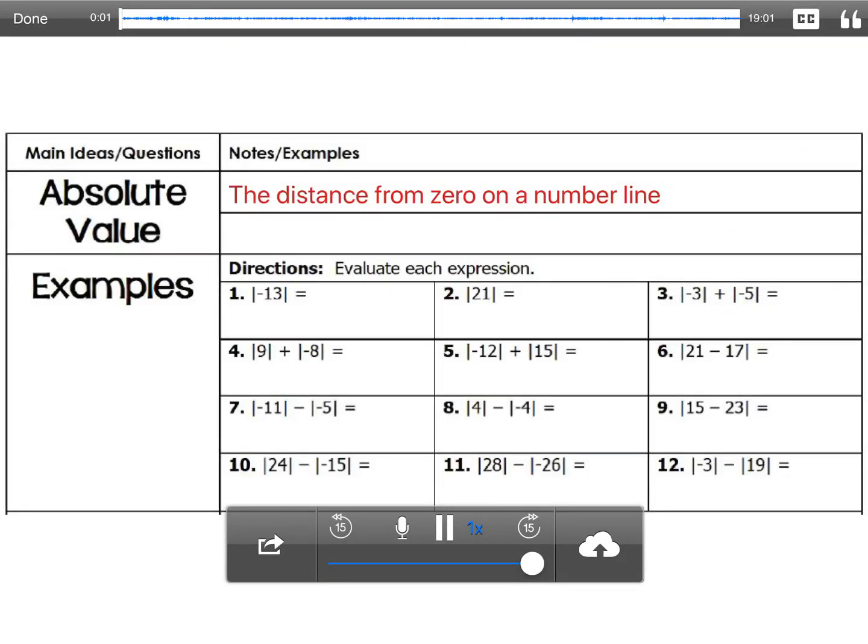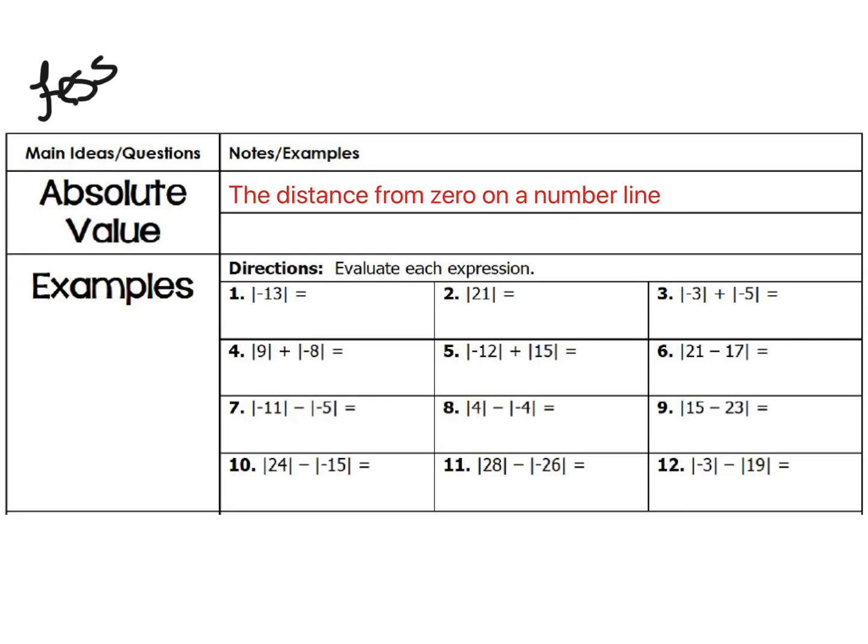Okay, today we are going to be doing lesson number 2 in Foundations. Lesson 2, okay. Our first spot on our notes here is talking about absolute value. Absolute value is simply the distance that a number is away from zero on the number line.